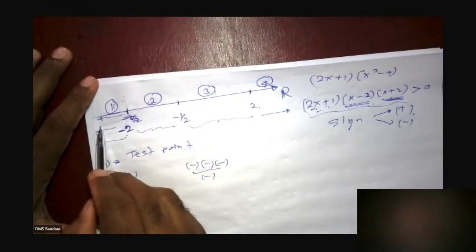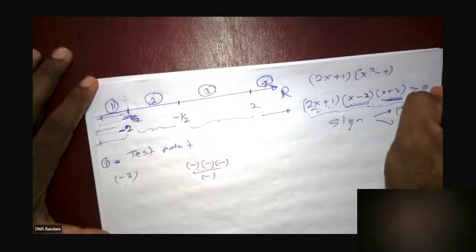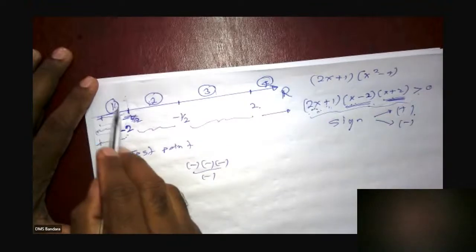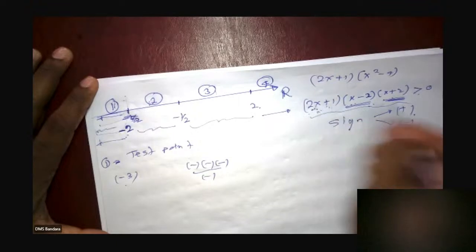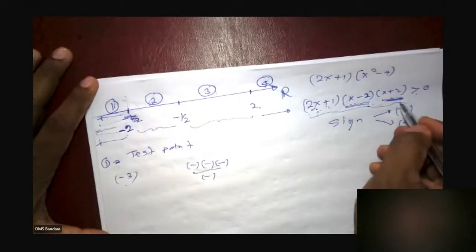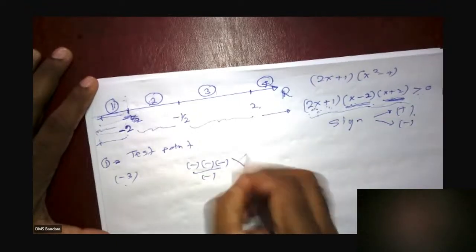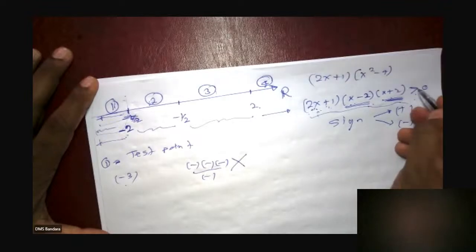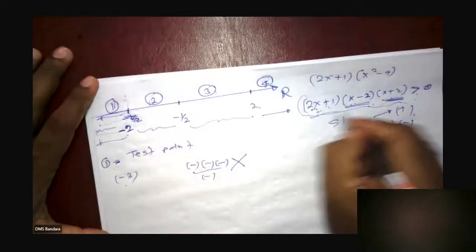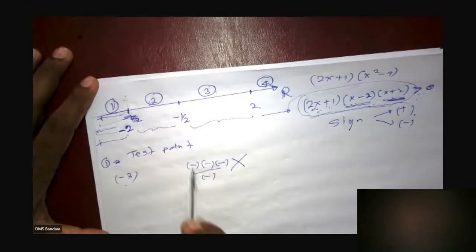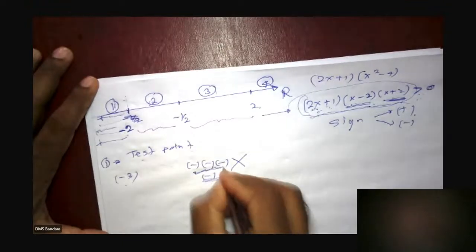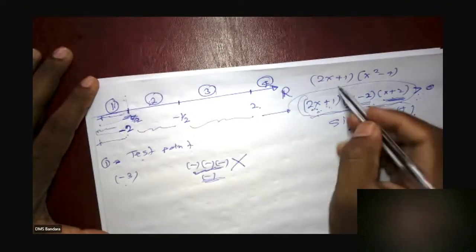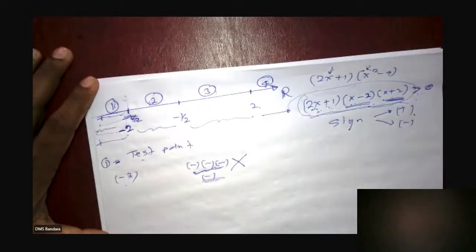Can we take the x value for satisfying this inequality from region 1? We cannot, right? Because this expression is negative, it is not a positive value. Greater than 0 means the left side should be positive. When you take the test point from region 1, it is a negative value. We cannot take this region as a region satisfying this inequality.